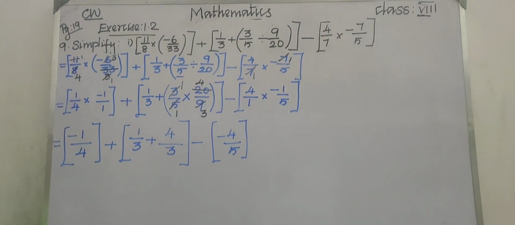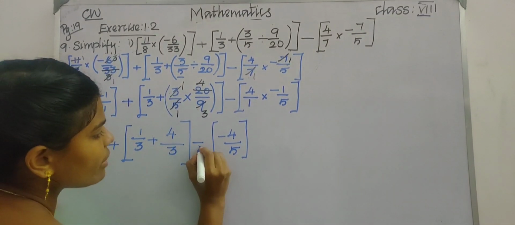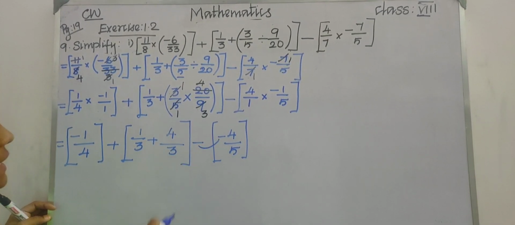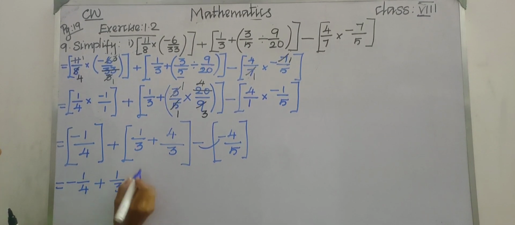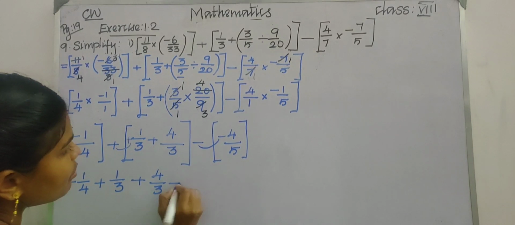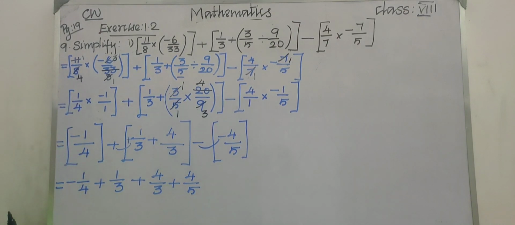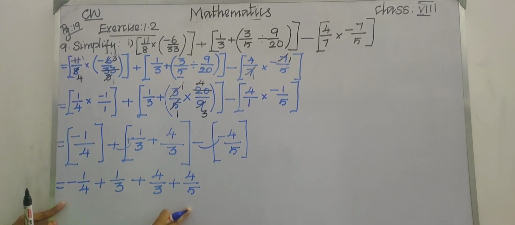Okay, and then what we can do? See, here we are having 2 signs, so minus into minus, we can put plus sign. So the rational numbers we are having are minus 1 upon 4 plus 1 upon 3. Here also we are having plus, so plus into plus we can put plus. So plus 1 upon 3 and again plus 4 upon 5, minus into minus plus, right? So we can add this, is it?